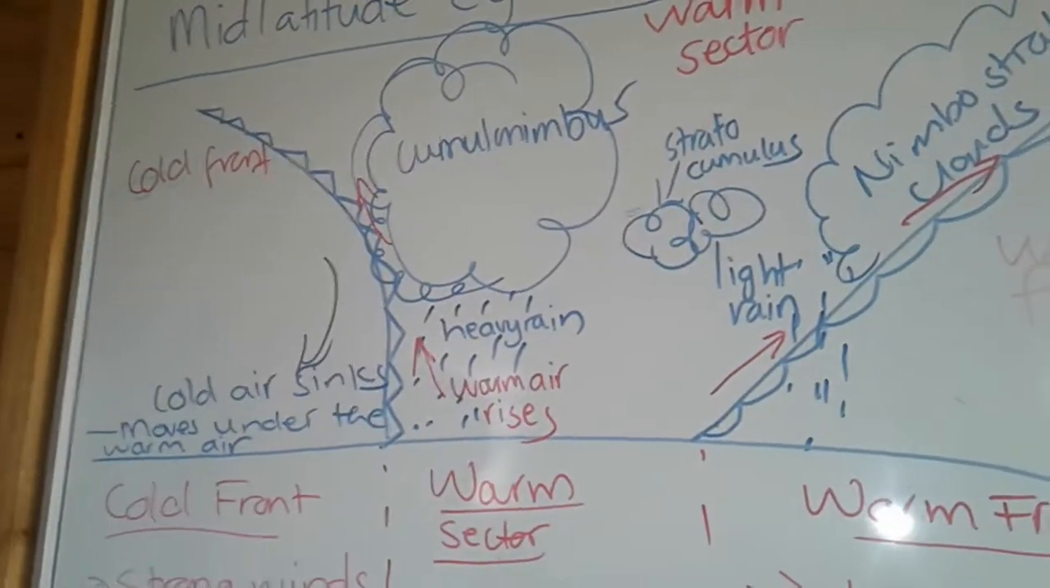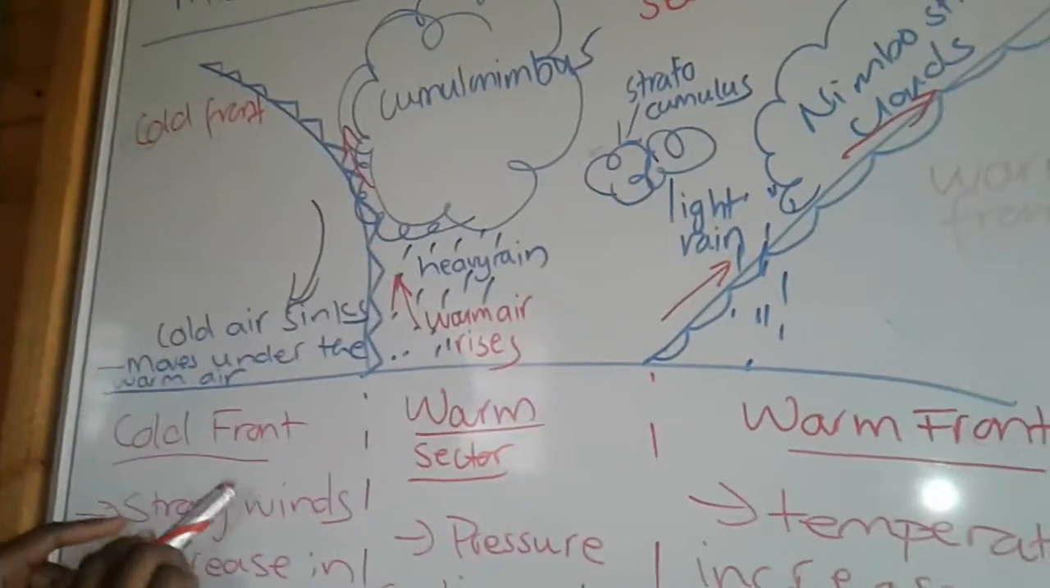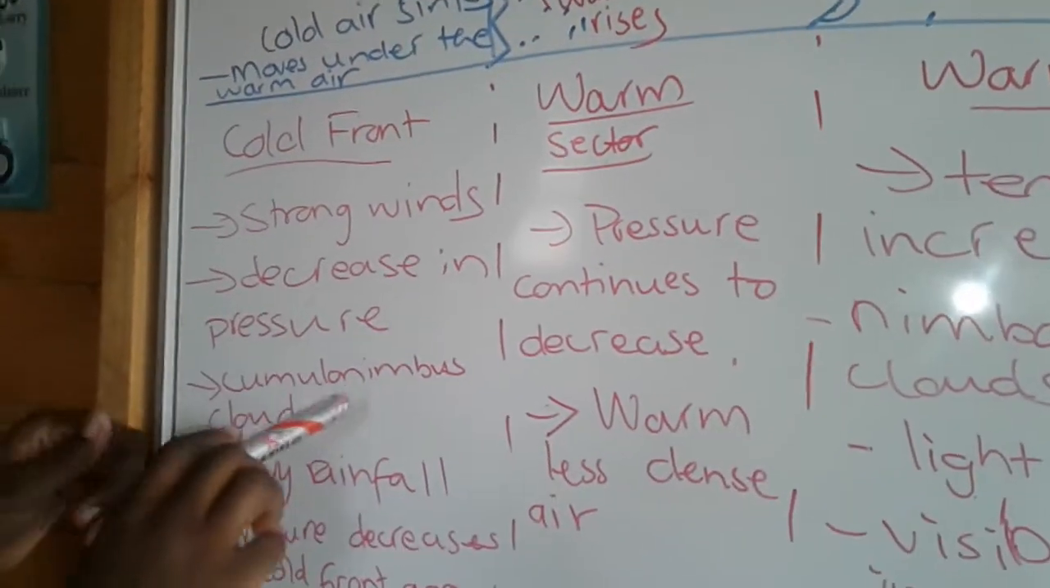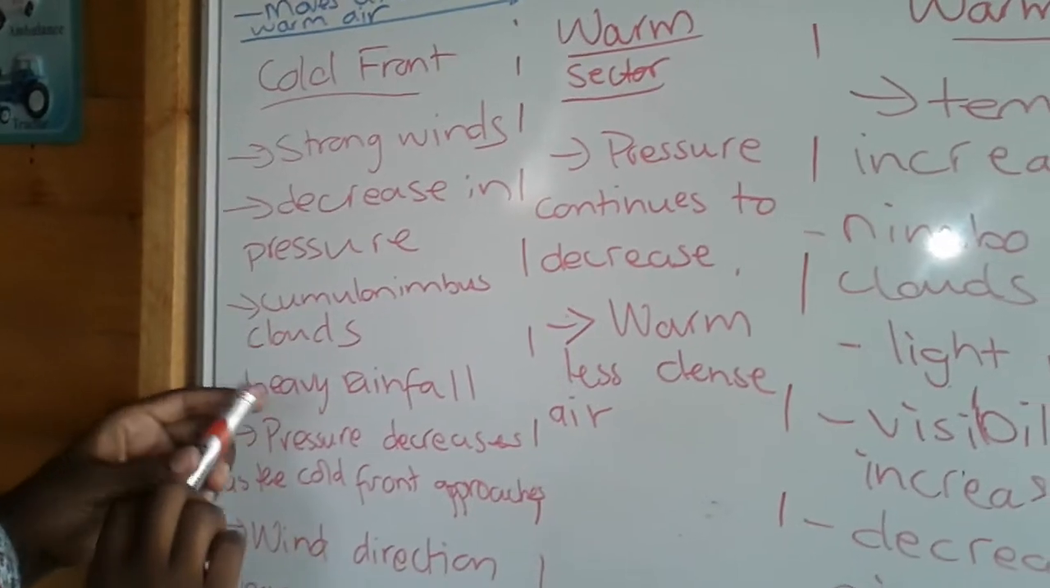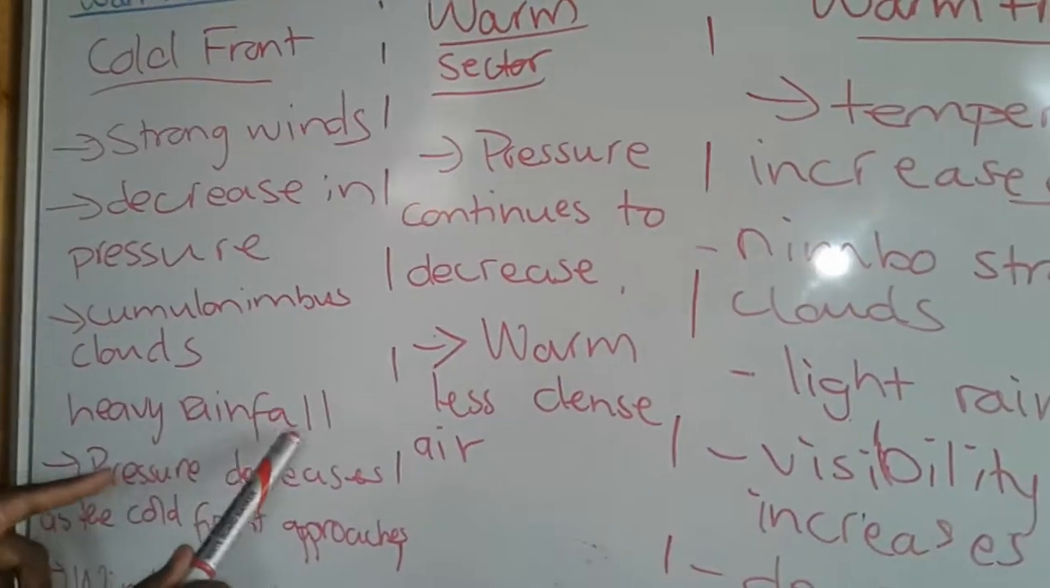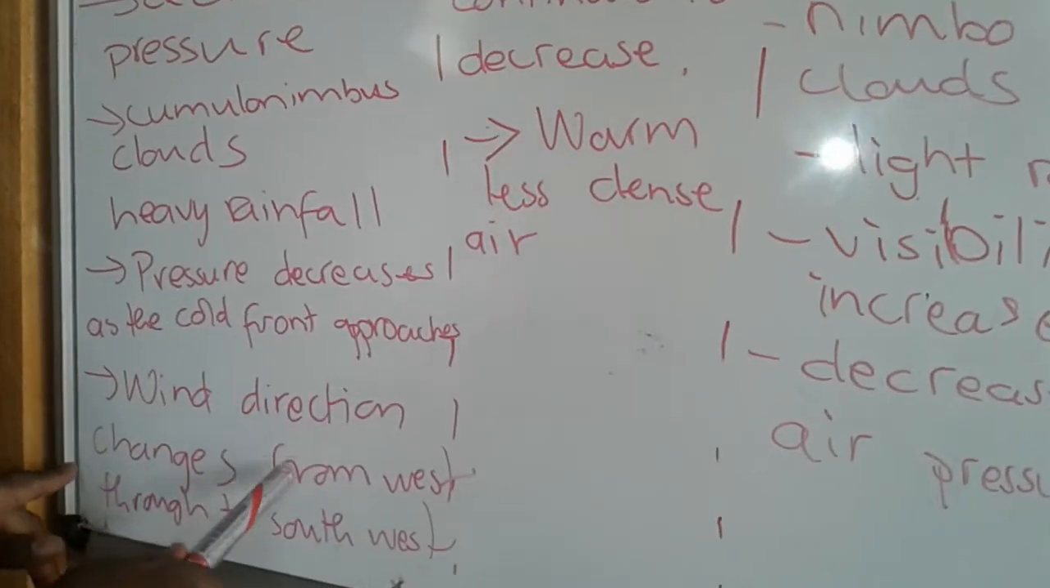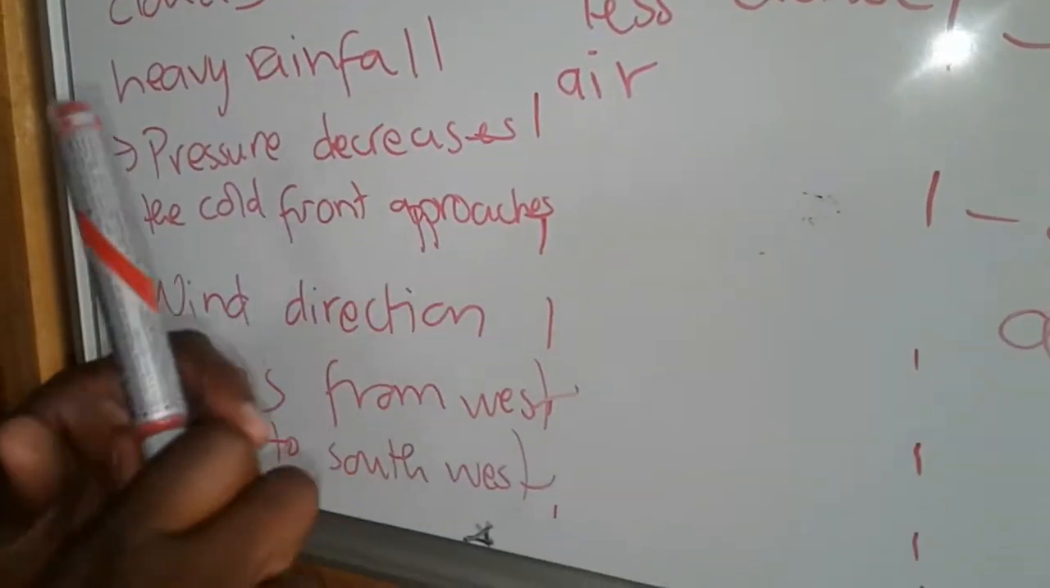So along the cross-section of the cold front, this is the cross-section of the cold front, we are going to have very strong winds here. We are going to have a decrease in the pressure. We are going to have cumulonimbus clouds forming, which are associated with heavy rainfall, isn't it? Wind direction is also going to change from west through the southeast.